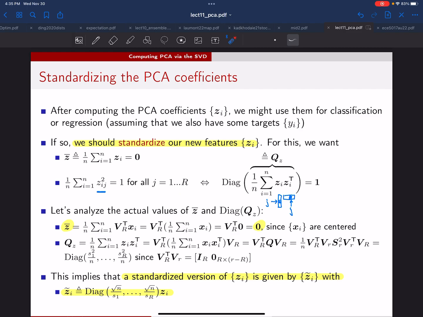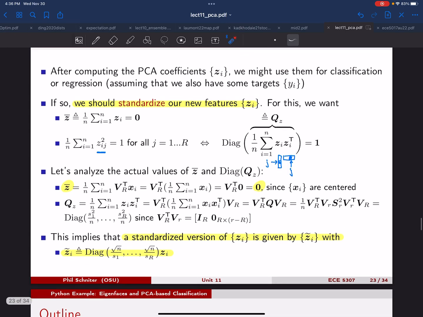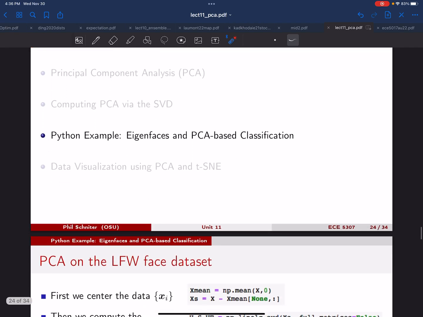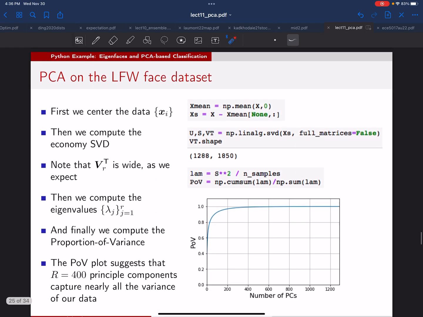Okay. We'll do an example of this later in the lecture. So basically we learned how to do PCA using the SVD, and now we also learned if we want to standardize the coefficients that PCA gives us, that's also relatively easy to do as well. Any questions on this? All right, so let's move on to working with the data.